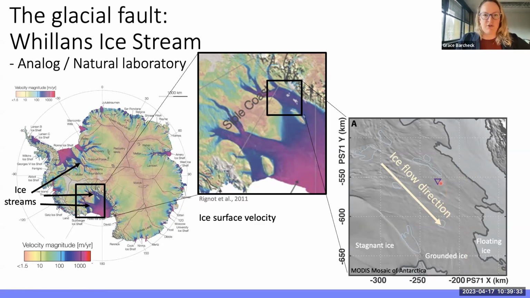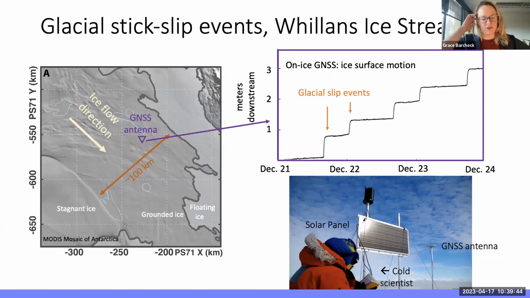And so what that means is if you put a geodetic instrument, a GNSS station, sampling at a high enough rate on this glacier, and you look at how this glacier moves through time, you record something like this. Over the course of 3 days, the glacier moves about 3 meters downstream, but it does it in these fits and starts.